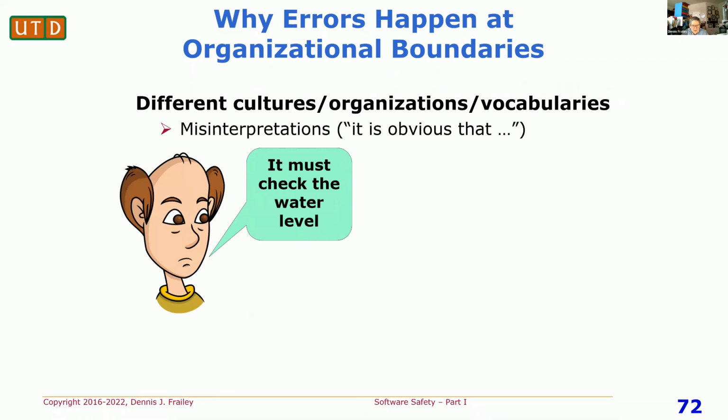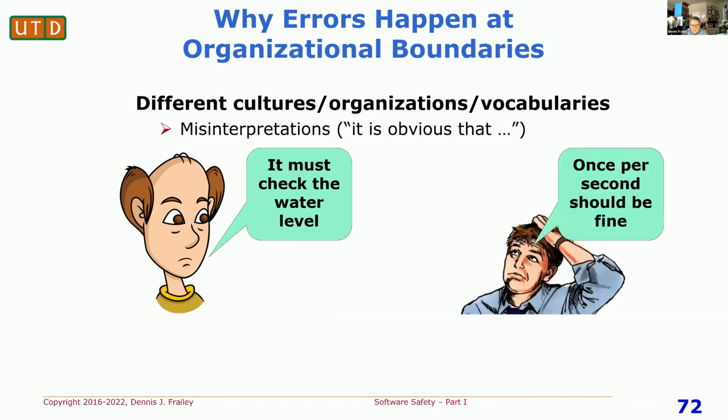Here's the example I talked about in the nuclear power plant. The physicist says, you must check the water level. And the programmer says, I think once a second should be fine. What happened is the physicists thought it was obvious how often you should check. In fact, it wasn't obvious to the programmer. That sort of thing happens a lot.